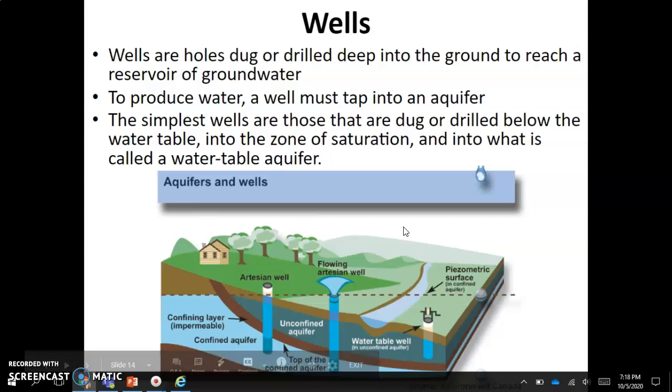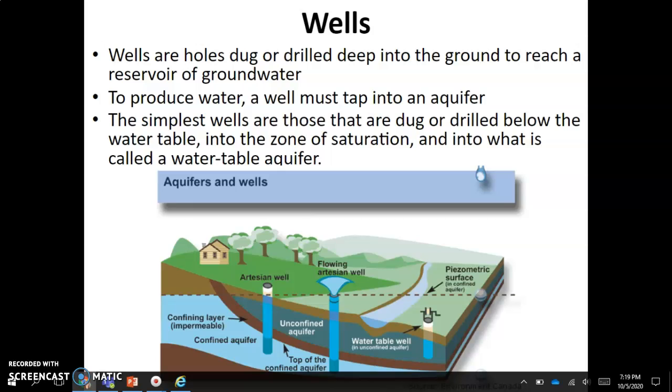So wells, when we talk about wells, they are holes dug or drilled deep into the ground to reach a reservoir or groundwater. And then to produce that water, a well must tap into an aquifer. So we have to make it to an aquifer in order to get the water for a well. The simplest wells are those that are dug or drilled below the water table into the zone of saturation and into what is called a water table aquifer. So keep in mind that the water table can go up and down.